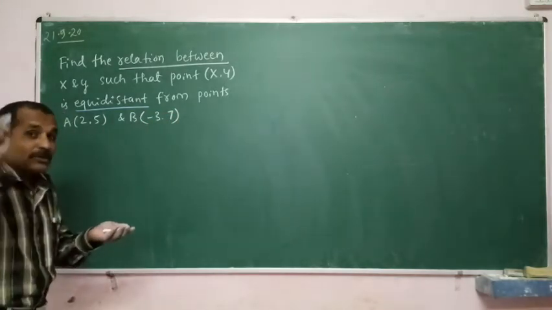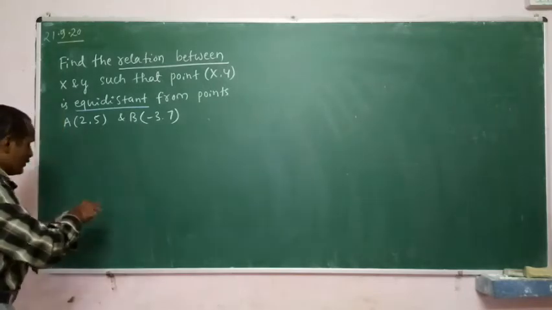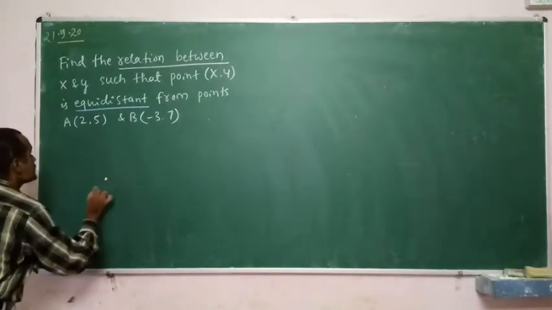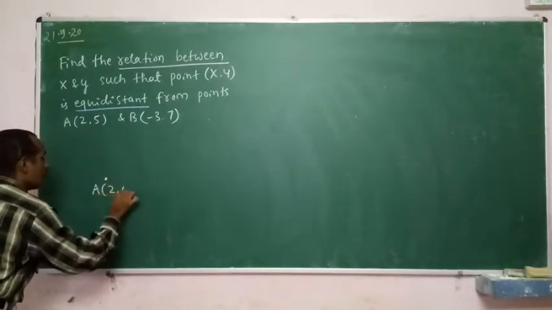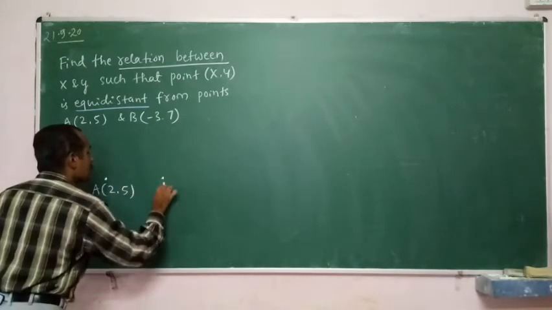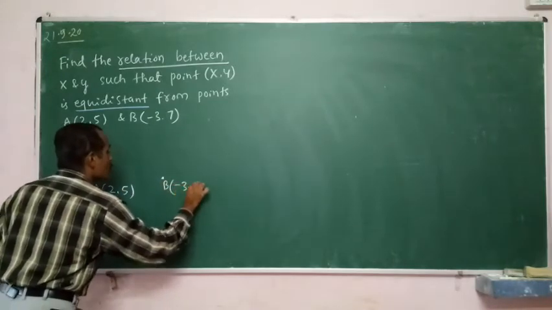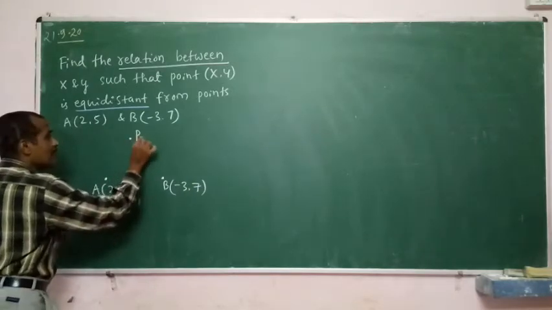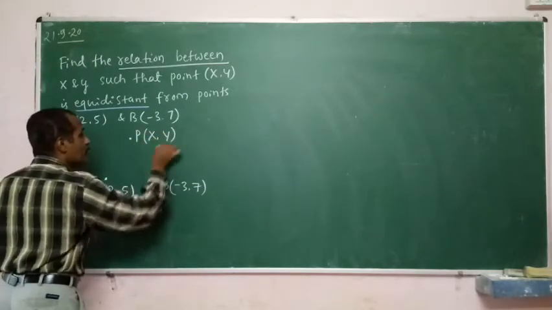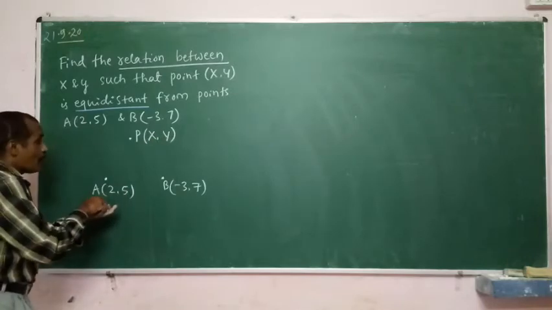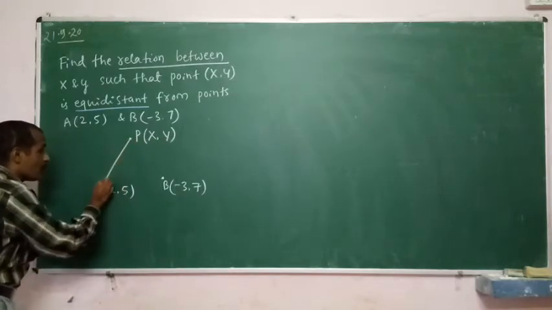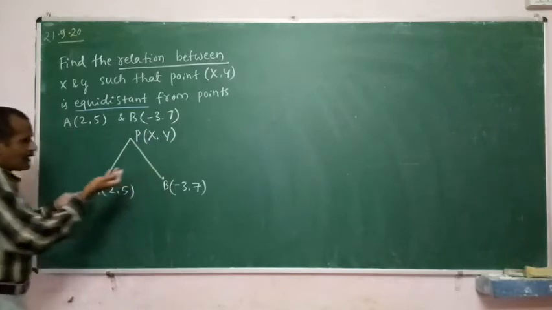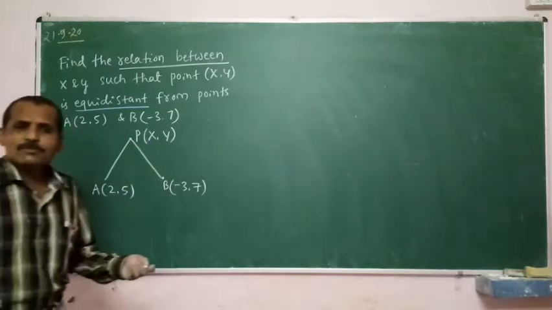I will just draw the small figure and explain. There are 2 points, A (2, 5) and B (-3, 7). And there is a point P, whose coordinates are (x, y), and this point is equidistant from these two. This we have already solved. But what is the speciality?